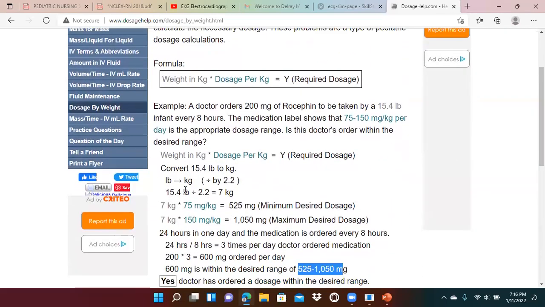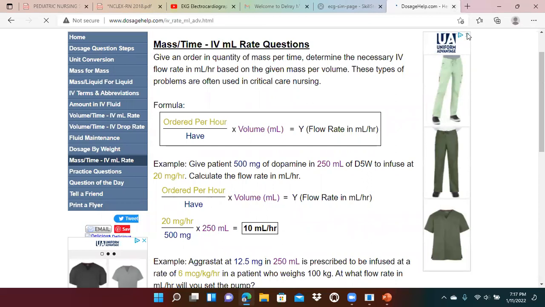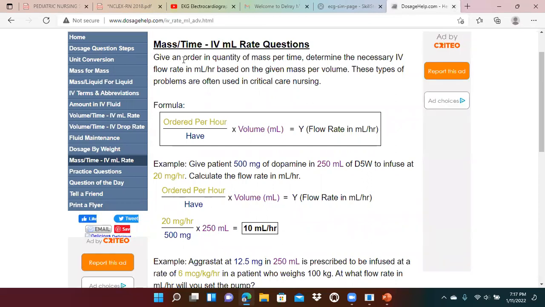Another formula we use is called the mass over time formula. So what is the mass over time formula? It gives an IV milliliter rate. Given an order in quantity of mass per time, determine the necessary IV flow rate in ml per hour based on given mass per volume. This type of problem is often used in critical care nursing, right? So this formula is called the mass over time IV flow rate formula.